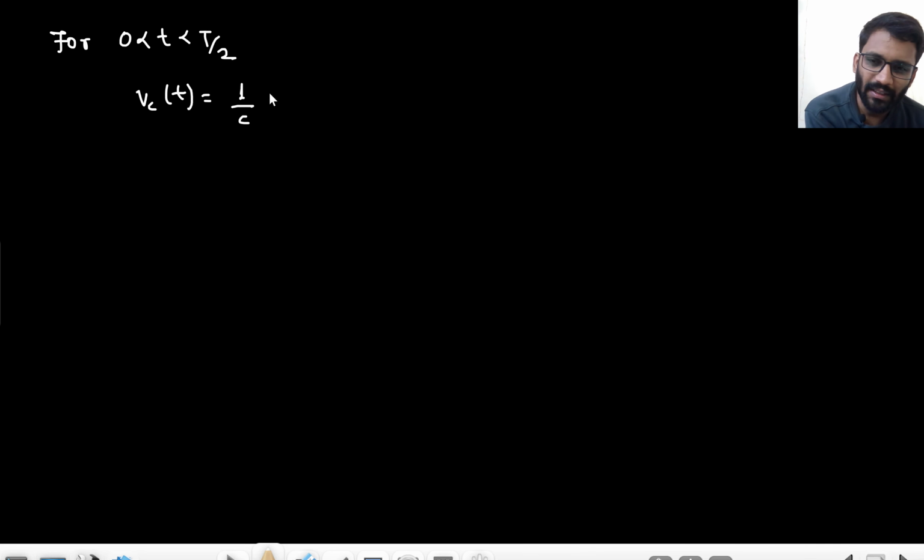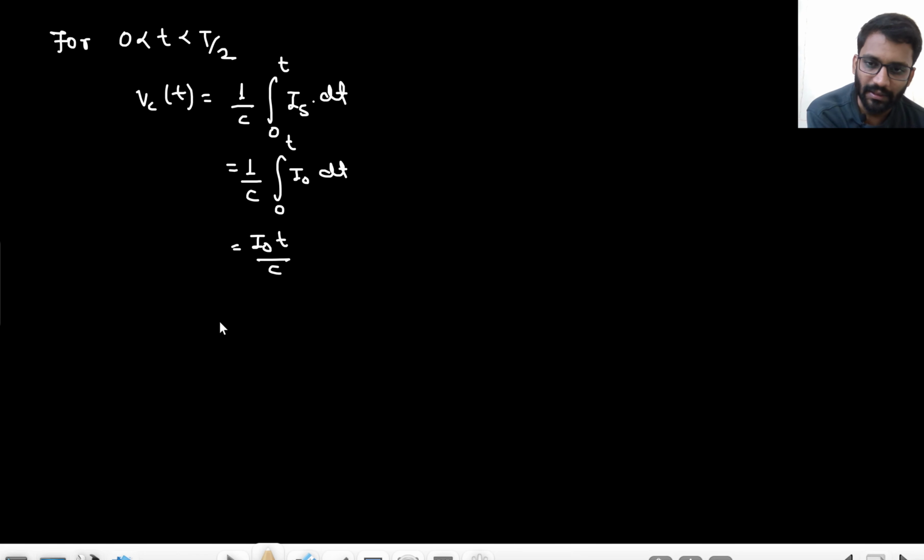So for 0 to T by 2, what is the capacitor voltage? That is 1 by C integration of IS dt from 0 to some time t. What is the value of IS? That is I naught, from 0 to t. So it would be I naught t by C. That would be your VC(t).